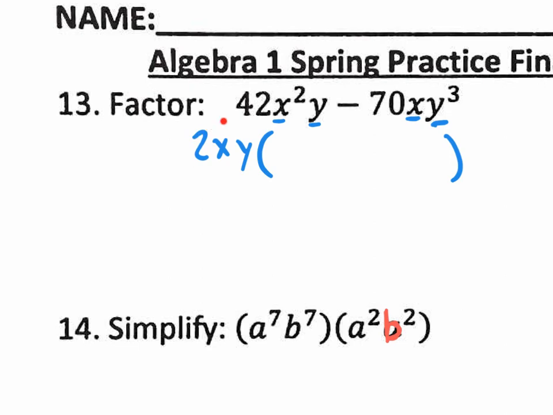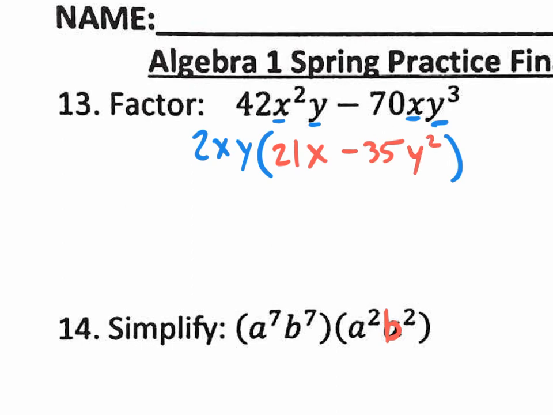Now let's see what would happen if I pulled out a 2xy. In other words, 2 times what would give me 42? That would be a 21, right? And then the x times what would give me an x squared? That would just be a regular x. And then 2 times what would give me a negative 70? 2 times negative 35 would give me a negative 70. X times what gives me x? X times 1, which means I don't need anything. Y times what would give me a y to the third? That will be a y squared.